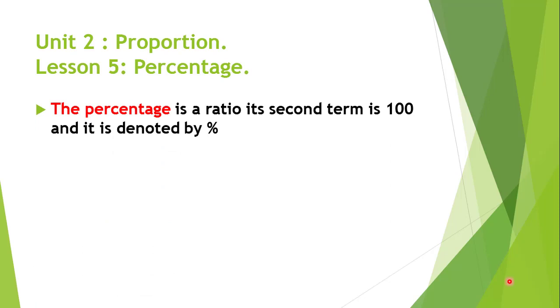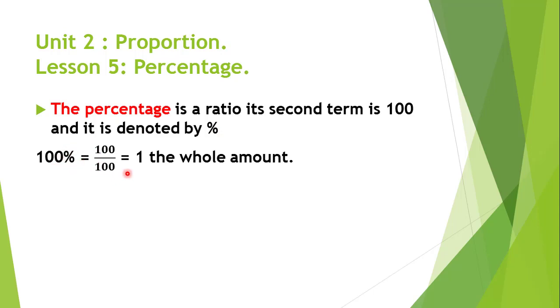What is a percentage? A percentage is a ratio. So a percentage is also a ratio, but its second term is 100, and it's denoted by the sign percent. If we have 100%, it means 100 over 100 or 1. Okay? It means the whole amount. So 100% means 1 or the whole amount.